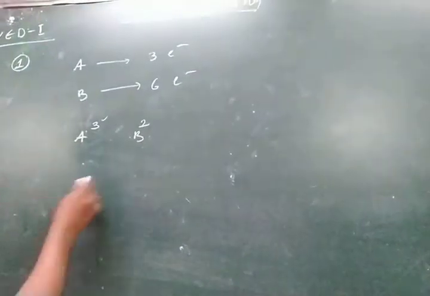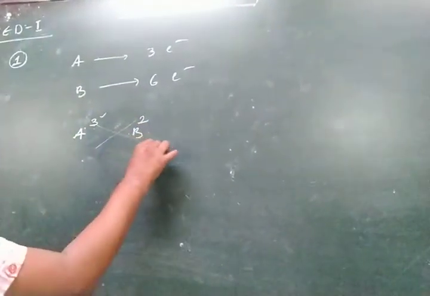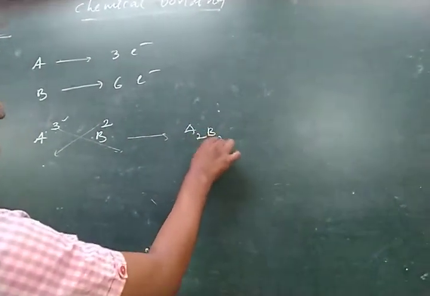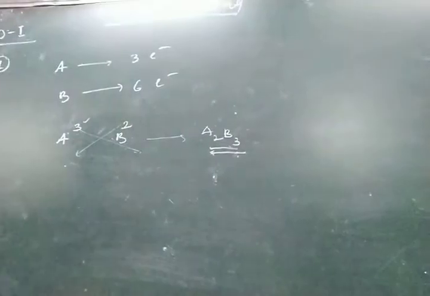Both will react by the crisscross method. Crisscross method gives A2B3. A2B3 is the formula.